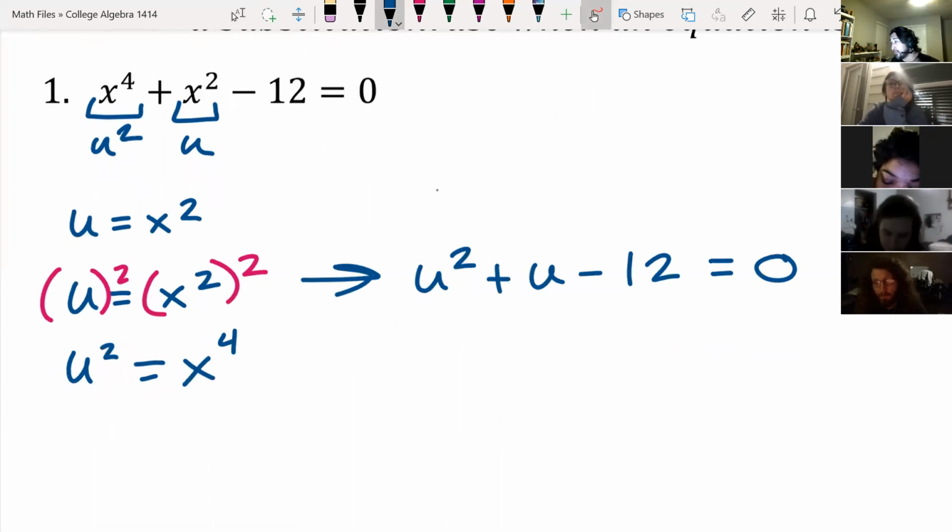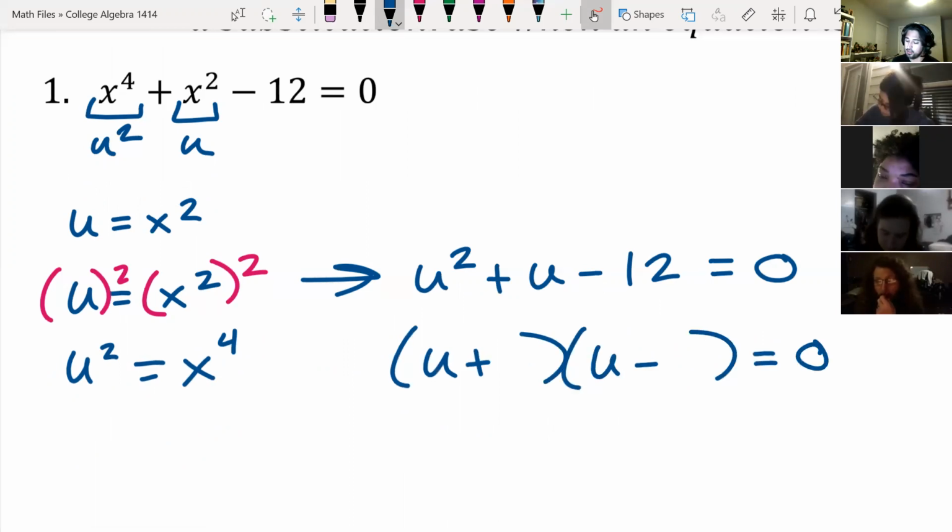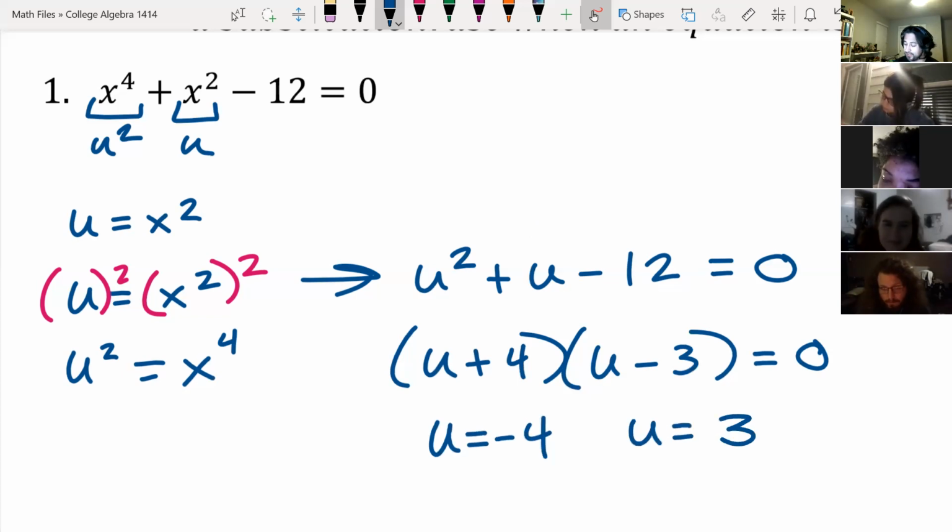Yeah. And since it's quadratic in form, it now looks more factorable. So this is going to factor to u plus a number, u minus a number equal to 0. And what are the only factors of 12 that can make a positive 1? 3 and 4. Which one's positive? Which one's negative? 3 is negative. Good. And 4 is positive. Good. And now solve for u, and you get u equals negative 4 and u equals 3.